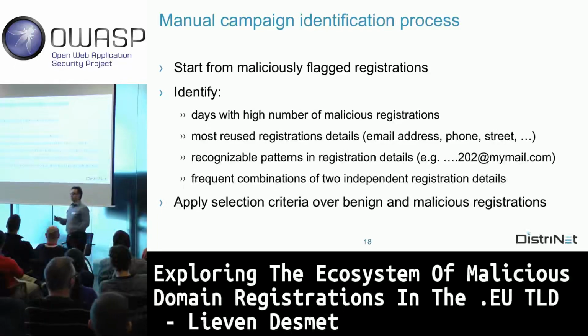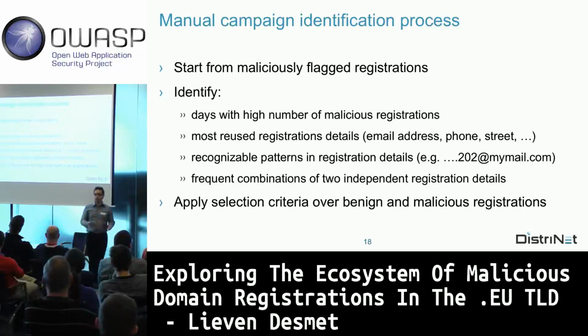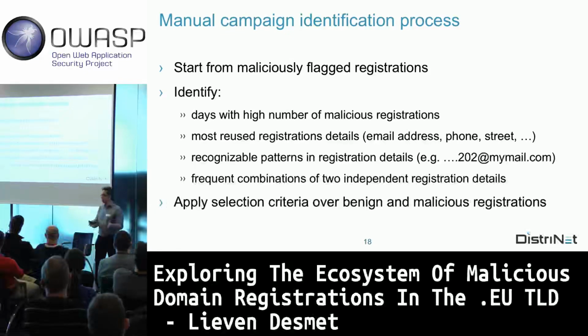And we then apply this on the benign and the malicious data parts and try to see which of those criteria fit well in the malicious set and do not pop up a lot of results in the benign set. Because that's a good identifier. It's really a good, precise identifier for malicious traffic.